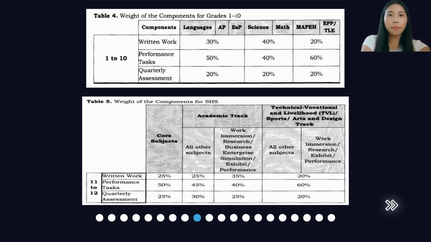Let's move on and talk about the implementation, challenges, and benefits. Under the challenges is the transition period. The shift to the K-12 grading system required adjustments from both educators and students, particularly in understanding and applying the new assessment methods. And second is the consistency. Ensuring consistency in grading practices across schools and regions remains a challenge, requiring continuous training and monitoring.